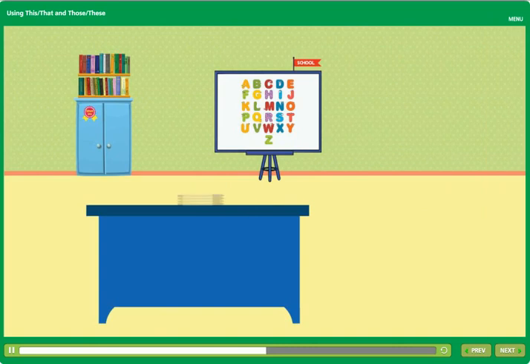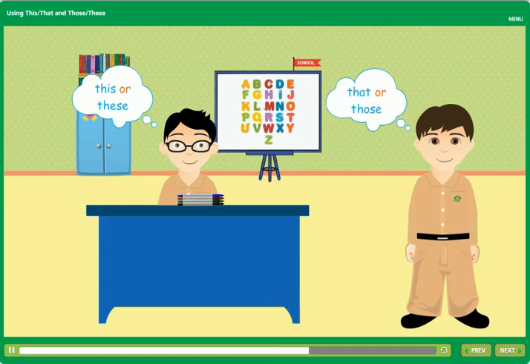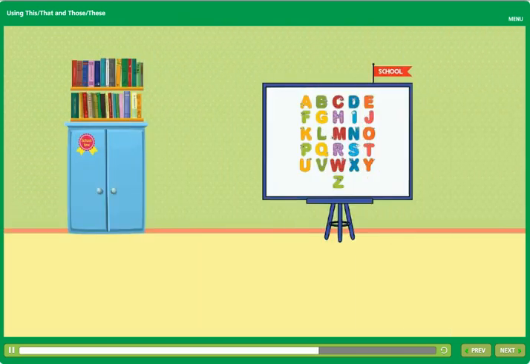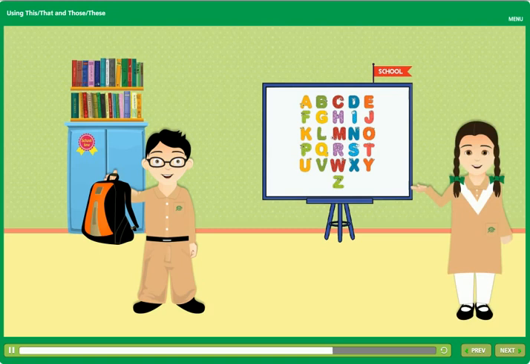You can use the same object and ask two different students, one who is near to the object and another who is further away from the object, to make sentences. Students near the object should use this or these, while further away will use that or those. Involve students by asking them to move the objects around and ask their class fellows to make sentences.